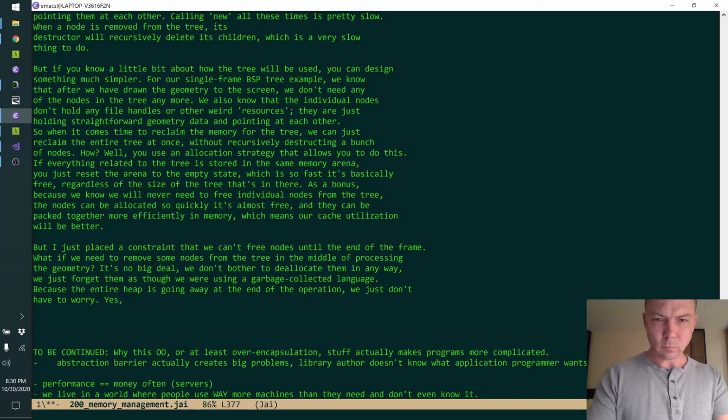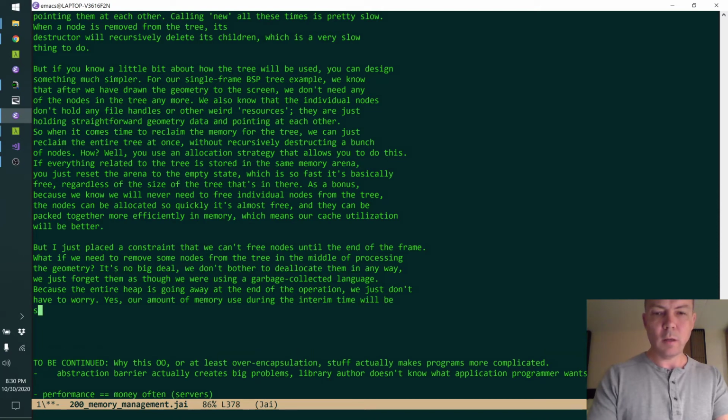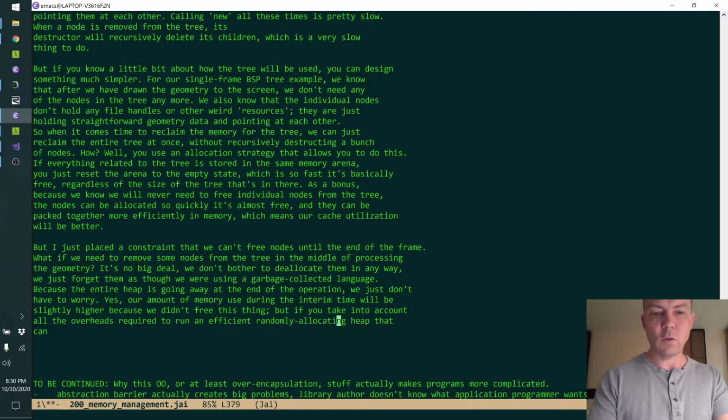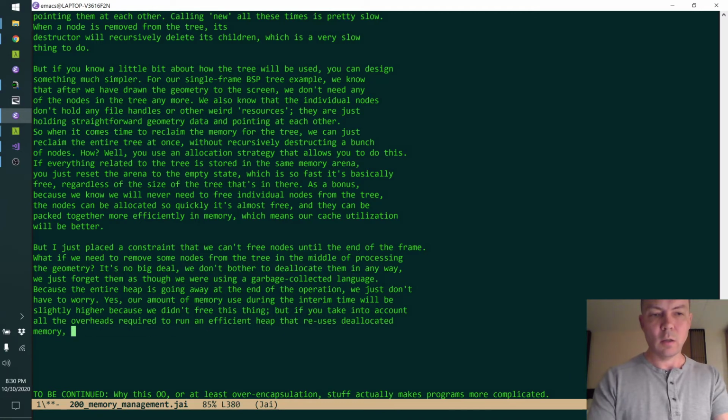Yes, our amount of memory use during the interim time will be slightly higher because we didn't free this thing, but if you take into account all the overheads required to run an efficient, randomly allocating heap that reuses deallocated memory, you'll find that for many applications, let's just say many, not getting into an argument, we still come out ahead.